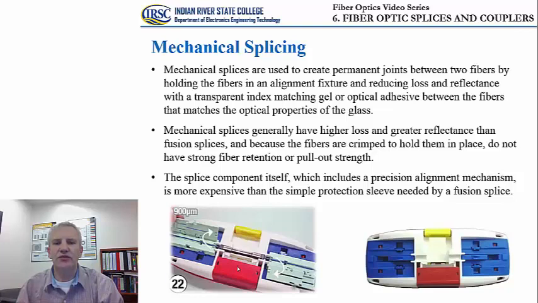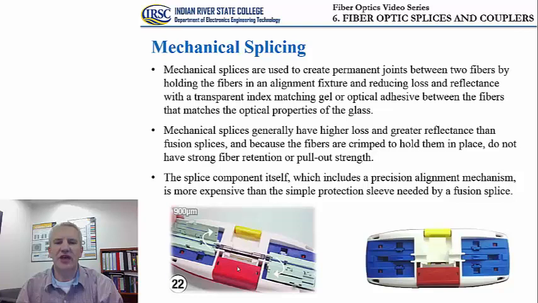And then the connection between the two glass cores is established through the use of some sort of transparent index matching gel or optical adhesive that matches the optical properties of the glass, and that's going to result in reduced loss and reflectance while light propagates across the junction between the two glass cores. Mechanical splices generally have higher loss and greater reflectance than fusion splices that we're going to be talking about in the slides that follow.